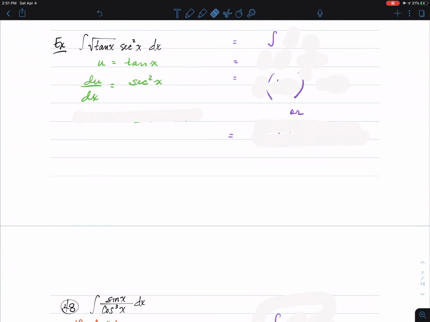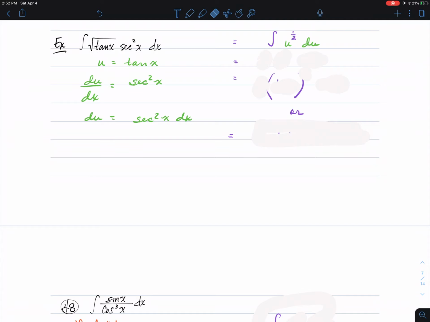So our derivative is going to be secant squared, and then we'll move our dx over. I didn't have to do any manipulations there. So then the secant squared x dx is exactly the same as this, so it's going to just simply get replaced with my du. And then the square root of tangent is going to end up becoming the square root of u, or u to the 1/2 power.